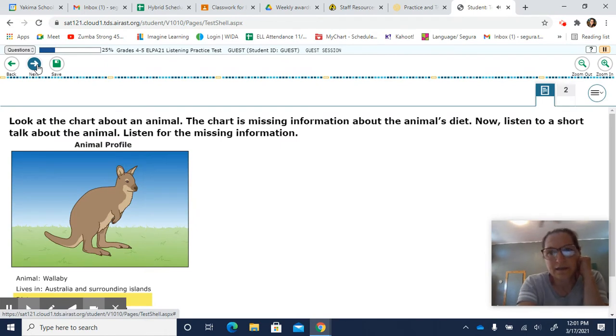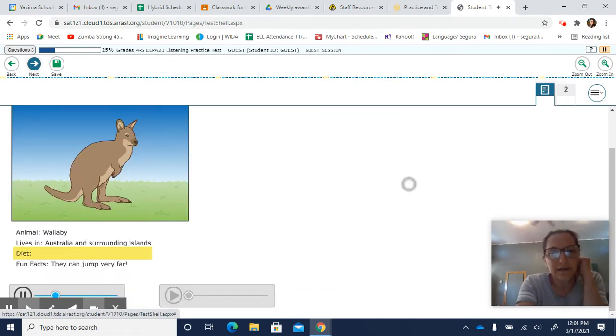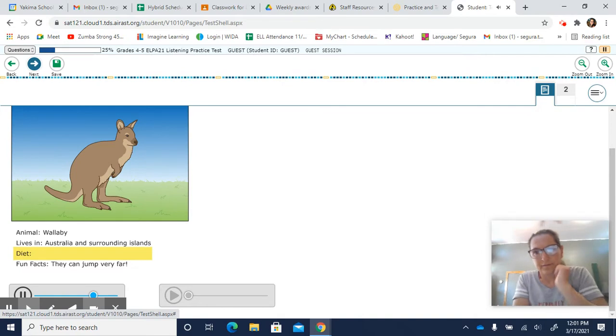Look at the chart about an animal. The chart is missing information about the animal's diet. Now, listen to a short talk about the animal. Listen for the missing information.